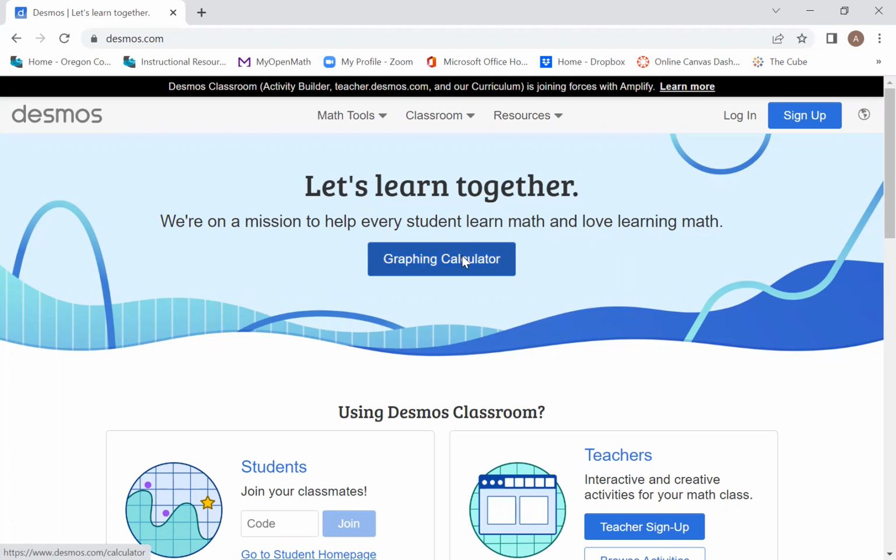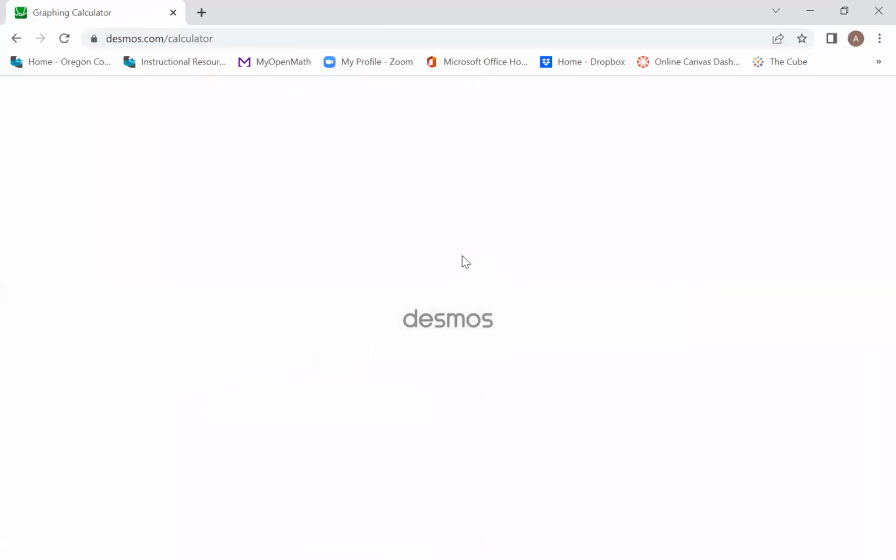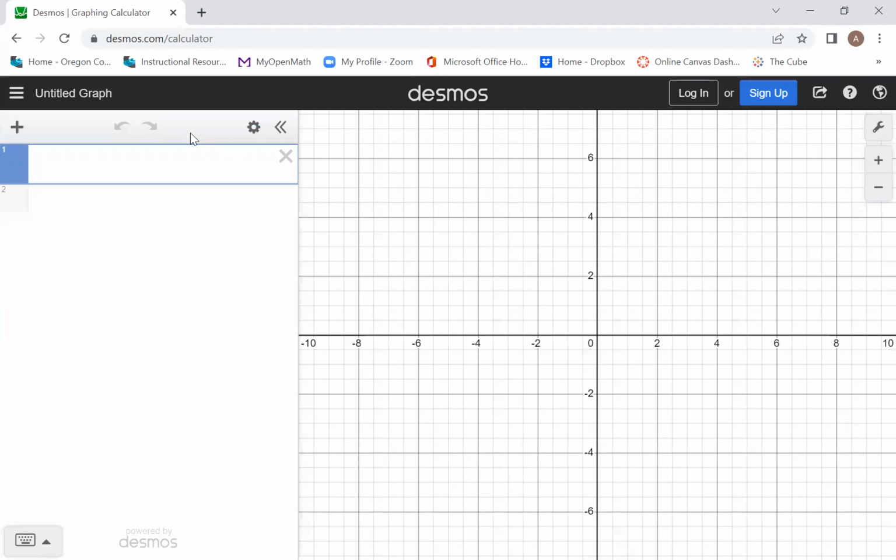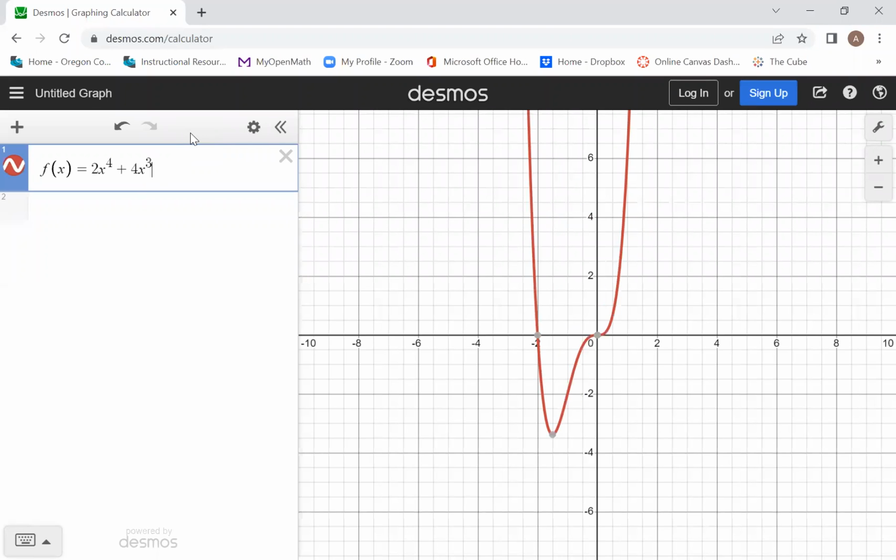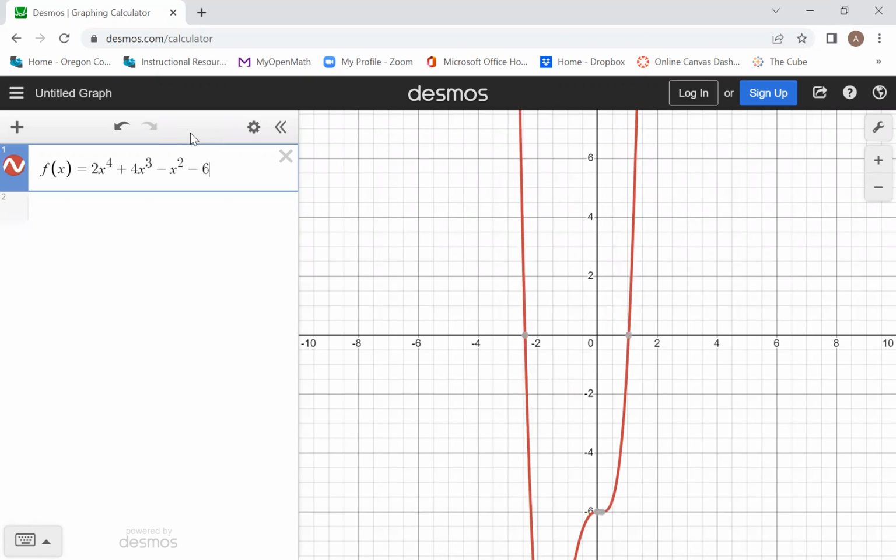Okay, so here we go. I'm going to enter in the function once this loads up. Okay, so f of x equals, what was it? Got to look it up again. 2x to the 4th plus 4x cubed minus x squared minus 6x minus 3.